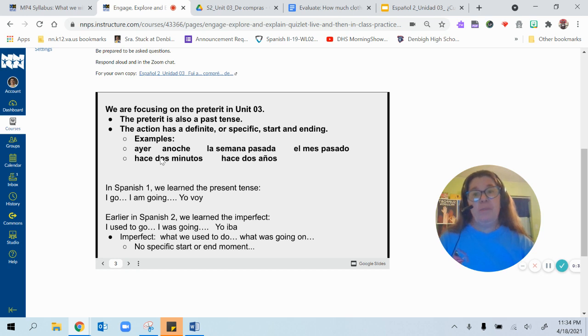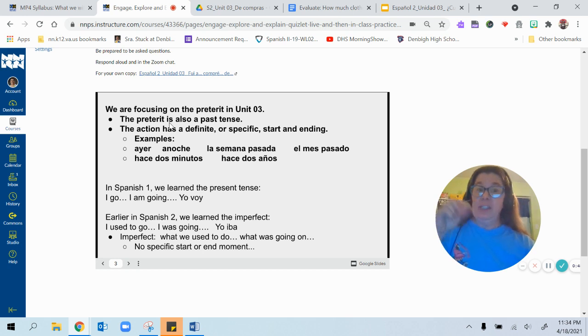Okay, we're focusing on the preterite. The preterite is a past tense. So Spanish 1, we learned the present tense. I go, I'm going. Yo voy. Earlier in Spanish 2, we learned the imperfect. I used to go, I was going. Yo iba. The imperfect is what we used to do, what was going on, no specific start and end.